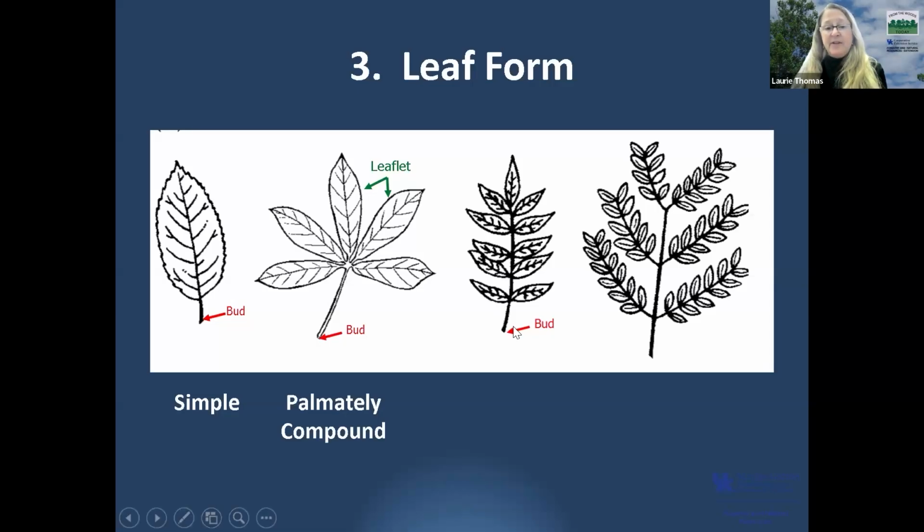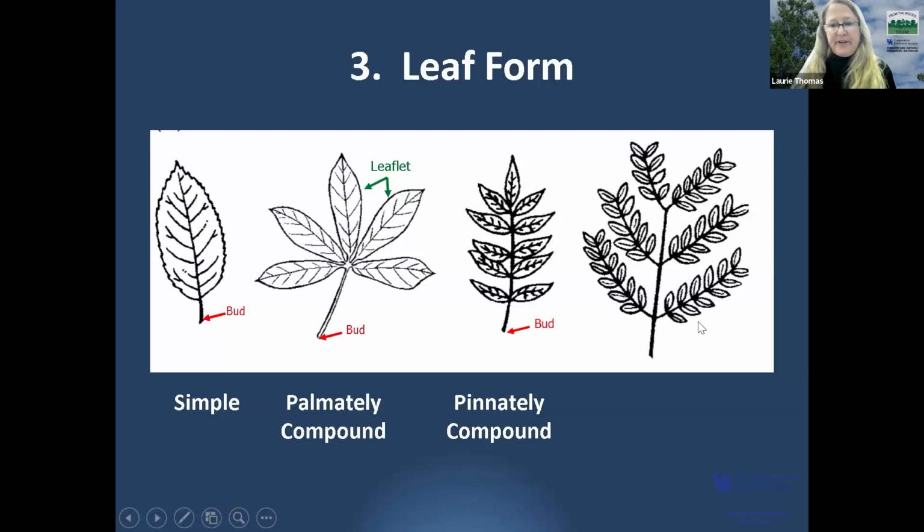Now we come over to this other one and we look at the base of each one of what we think are the leaves, and we're not finding a bud. Instead, we find the bud all the way down here. So we've determined this whole thing is a leaf, and that this is a pinnately compound leaf. And pinnately just means like a feather. Those leaflets are going to be across from each other up that stem, or that leaf rachis or that leaf petiole there. So we have a pinnately compound leaf. Ashes, hickories, and our walnuts have pinnately compound leaves.